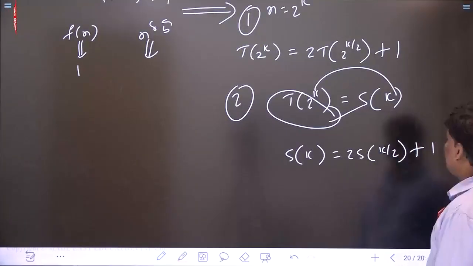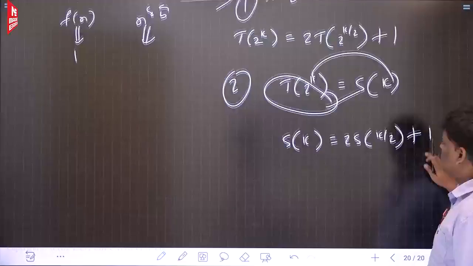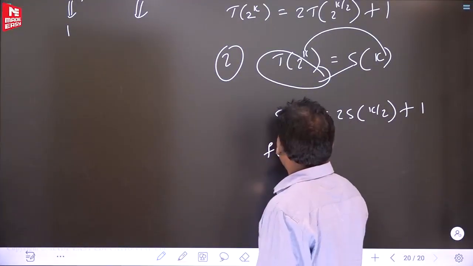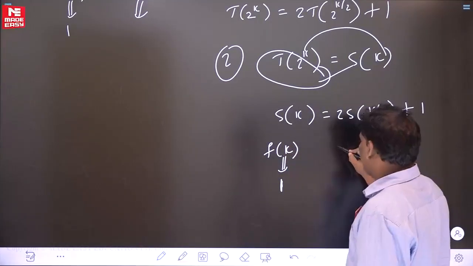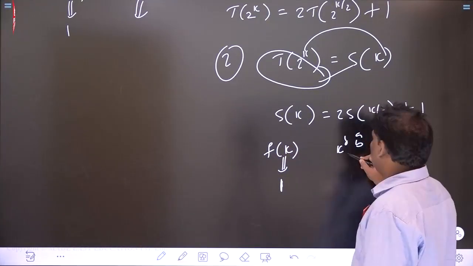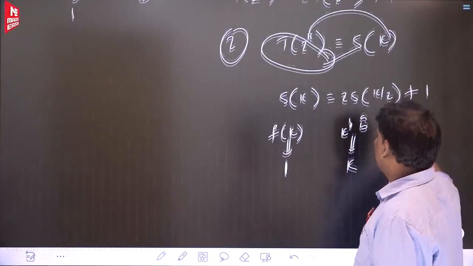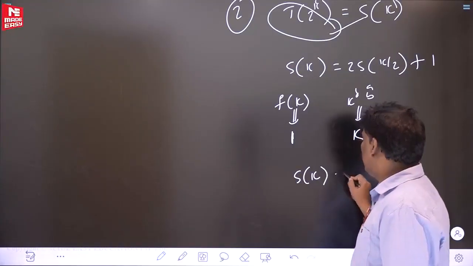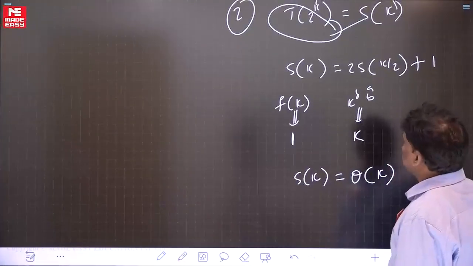See, T there, S will come. Here there is no T, there is no S. The remaining places are there. Then using master theorem, solve it. What is the answer? Constant. Okay, next one, in the place of n power log a base b, what is the answer? K power log 2 base 2, so k. So I think master theorem is possible. So what is the answer for this one? S of k is equal to theta of k. Right, next one, that is the second step.